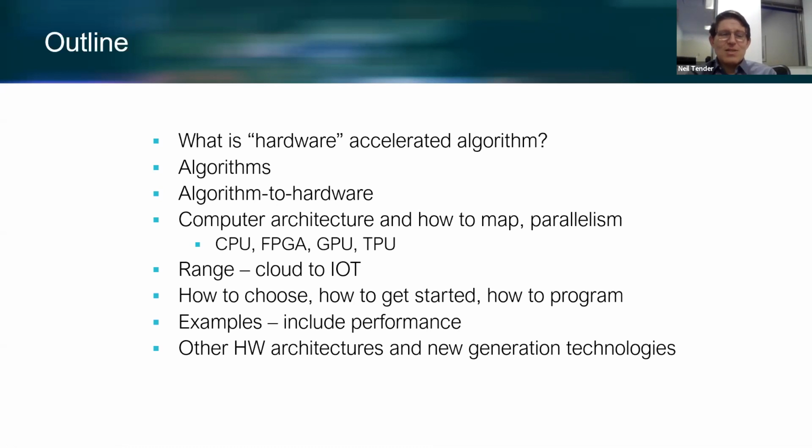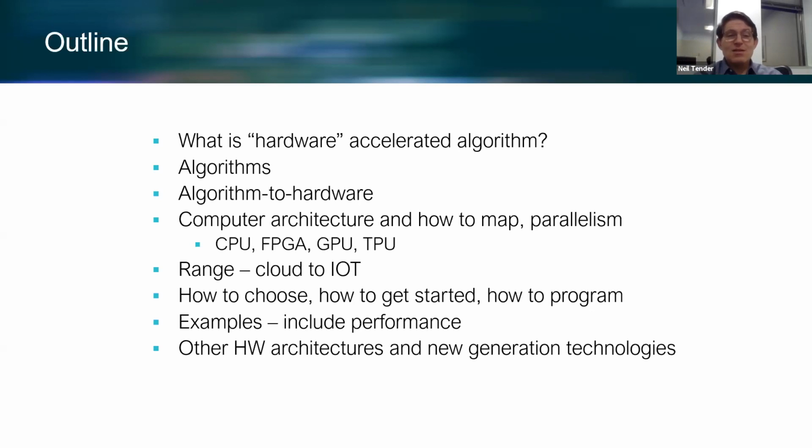What I'm really talking about is how you map the algorithm to the actual particular hardware architecture. And I'm going to talk about the traditional CPU that we use everywhere. And I'm going to talk about some of the other types of hardware architectures that we can map algorithms to. And I'll talk about the pros and cons of the different ones.